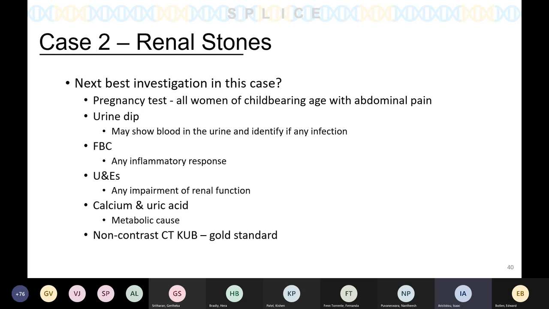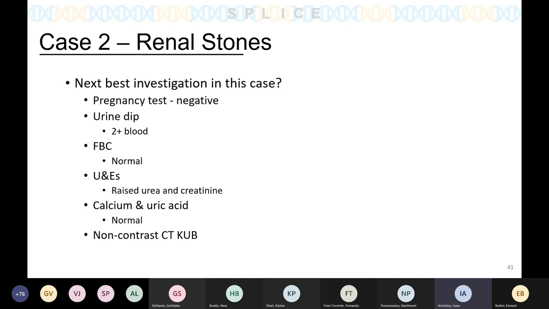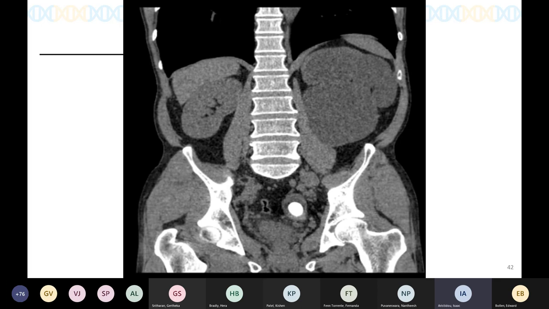Calcium and uric acid, a bit more niche. You're trying to rule out any metabolic cause like hypercalcemia, for example. And then, of course, the non-contrast CT KUB is the gold standard thing that you're going to do. So her results come back: pregnancy test negative, urine dip showing some blood. She's got raised urea and creatinine, so we're going to be a bit worried this lady might have an AKI and renal involvement. Calcium and uric acid is normal, and then this is her CT.